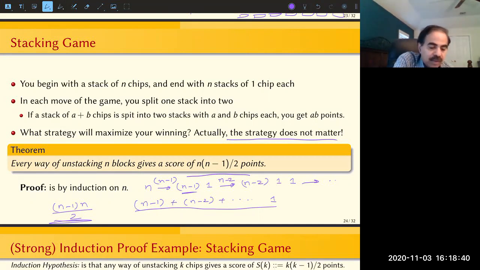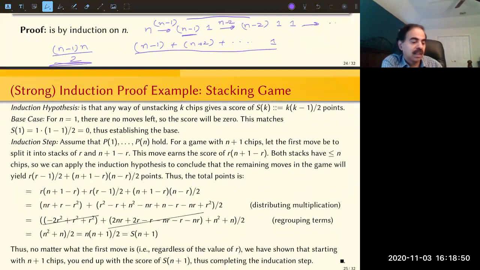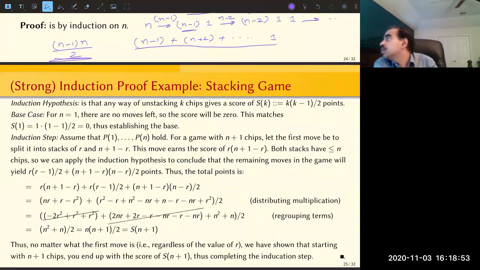The interesting part is how do you prove that no matter what you do, you get this number of points? And we can use strong induction to prove this.